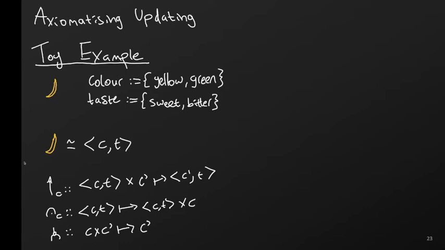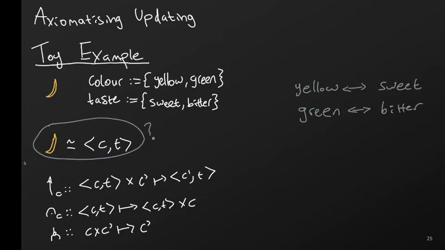But there's a little bit of an issue with this model, and it's not as rich as it could be, and that's in part because we know a bit more about bananas. I mean, yellow bananas are typically sweet, and green bananas are typically bitter, and we don't have sweet green bananas. I mean, a sweet green thing isn't a banana. So modeling a banana as all possible pairs of colors and tastes is not quite the right thing. How do we then deal with this?